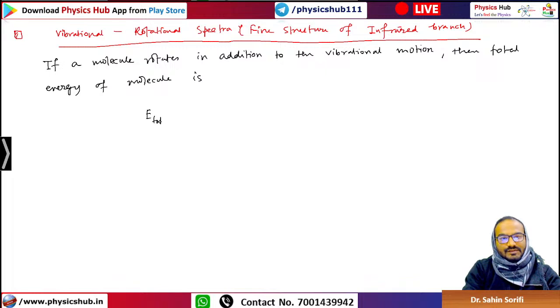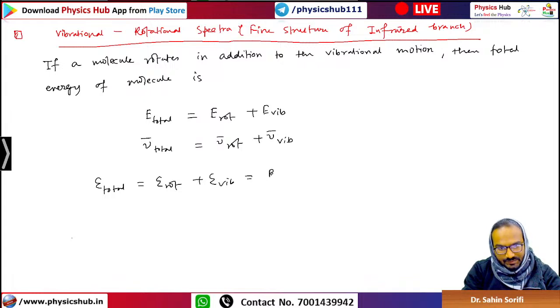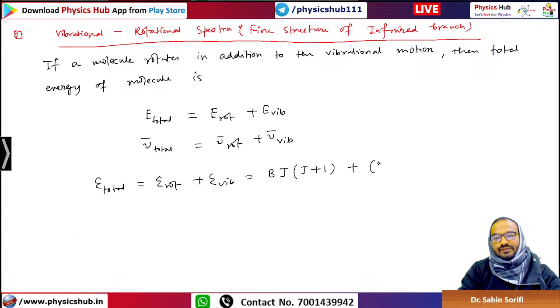So the total energy will be the sum of the rotational energy and the vibrational energy, right? So in terms of this wave number, we can write it in this way. Okay, so E total is equal to E rotational, you know it, plus E vibrational. E rotational is B J into J plus 1, if you remember, plus E vibrational, considering the anharmonic oscillator, it is V plus half omega e minus omega e chi e V plus half square.